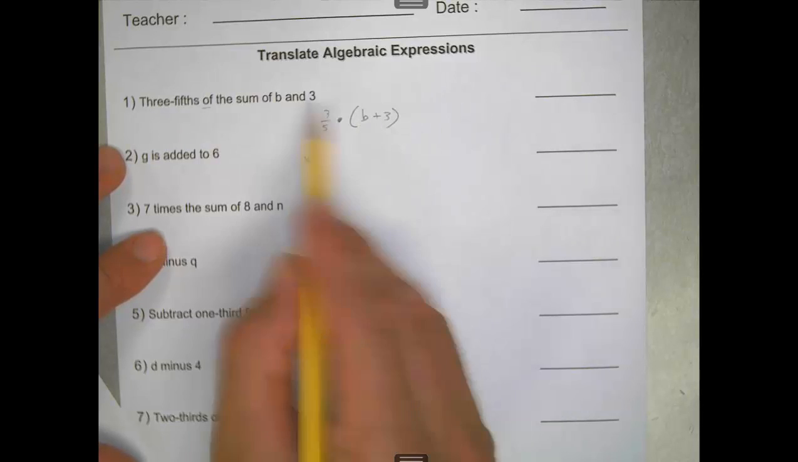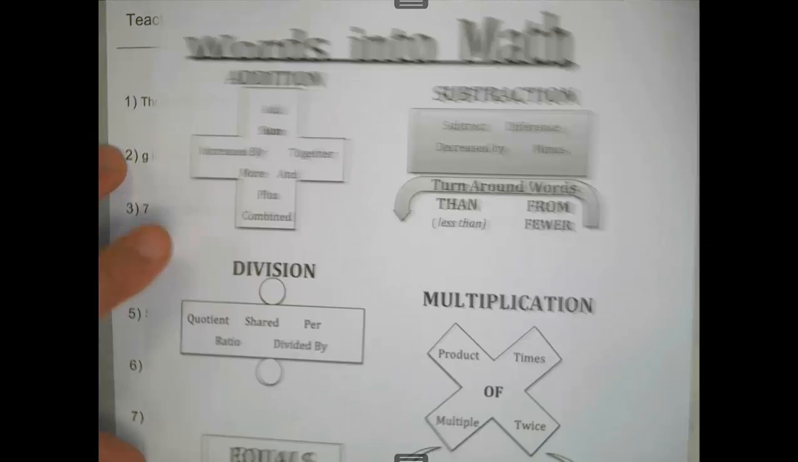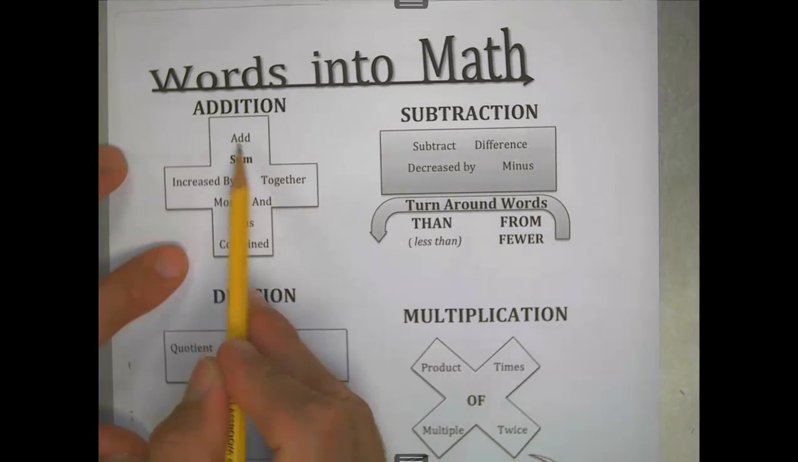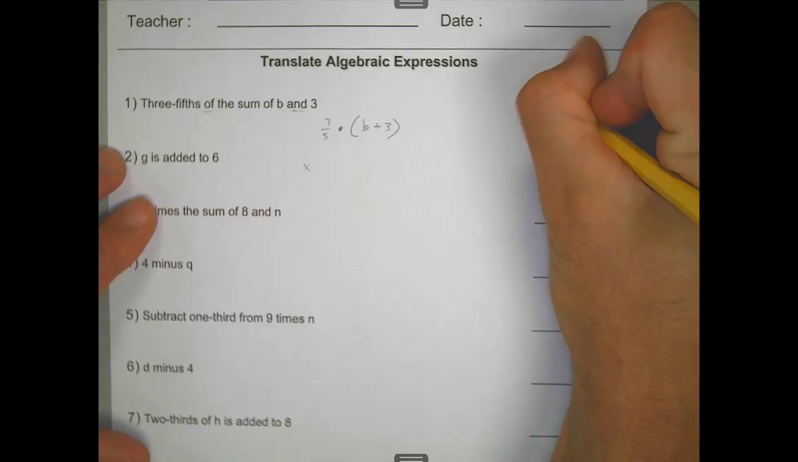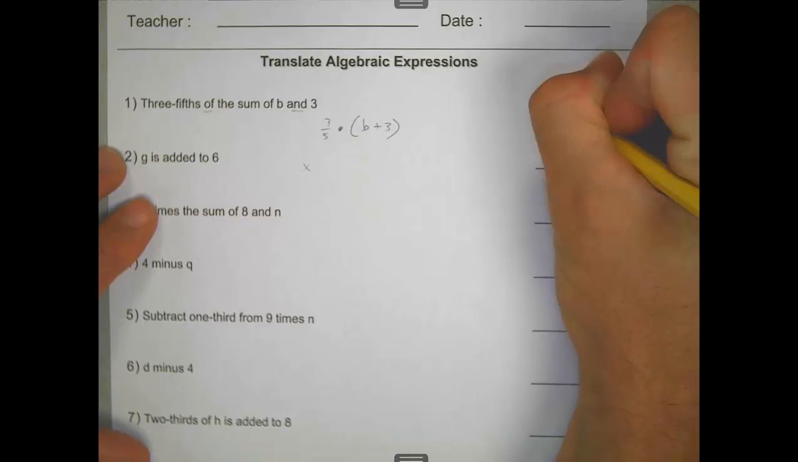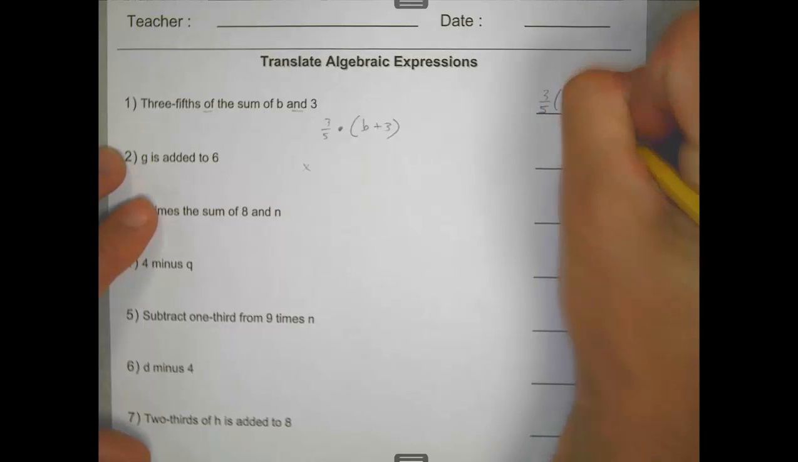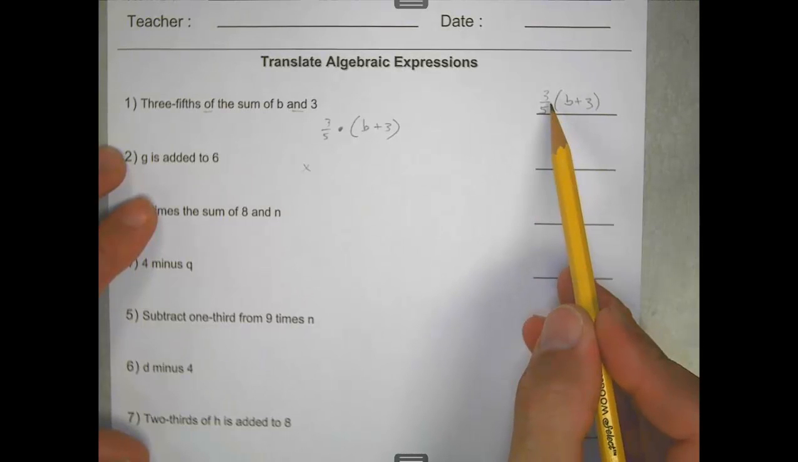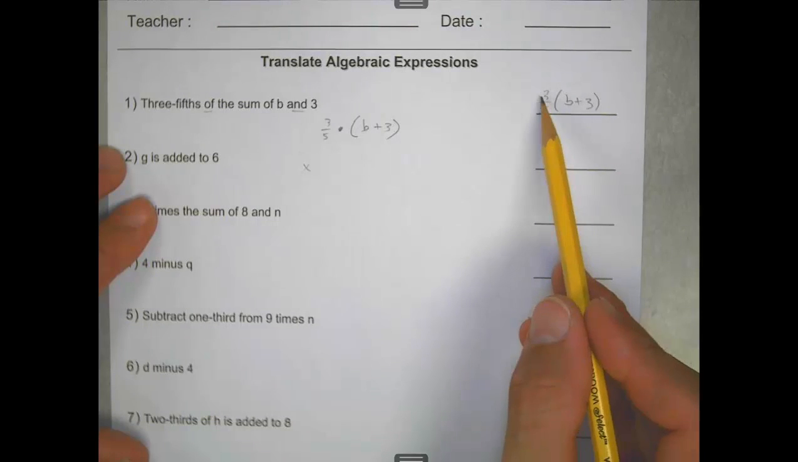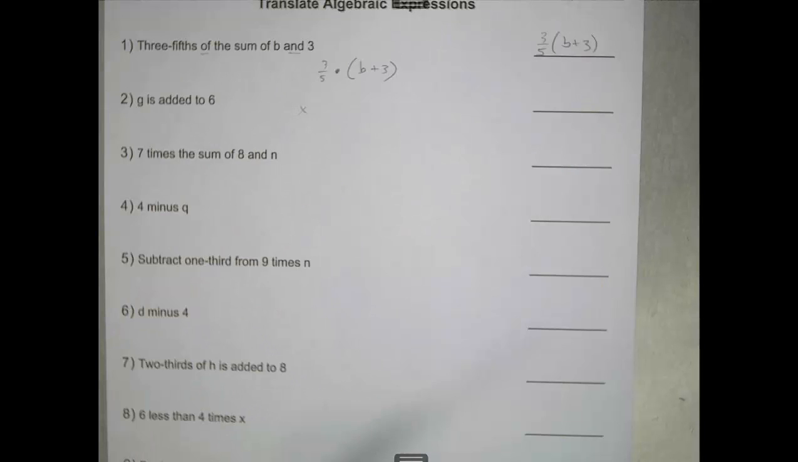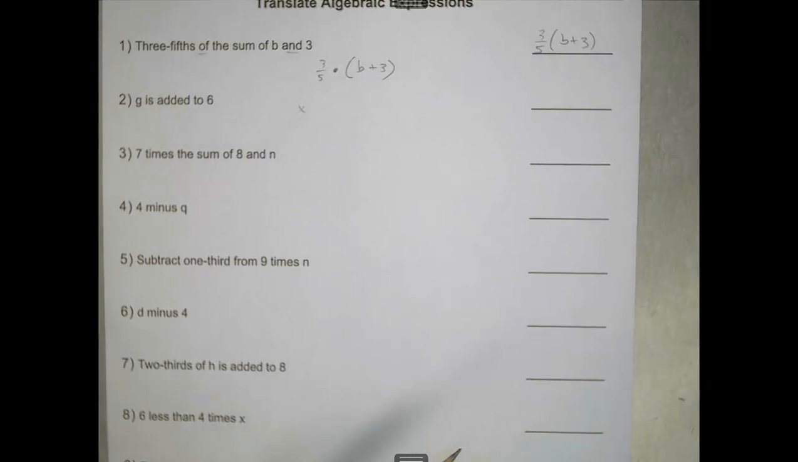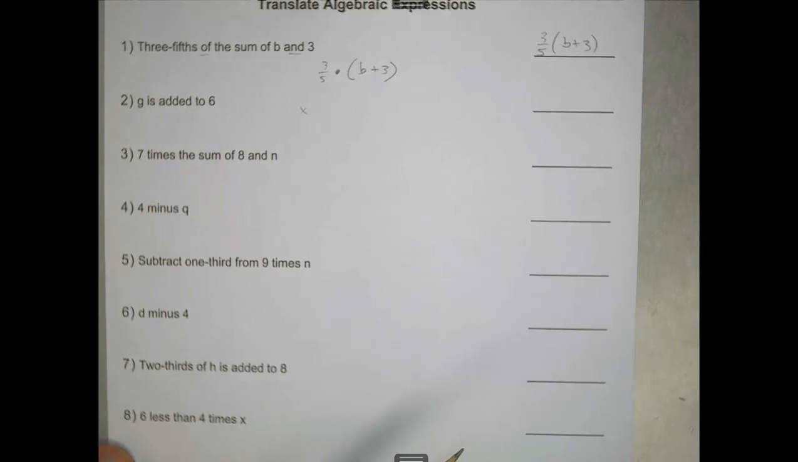Okay. And now the and is our key indicator word for sum or addition. So and means we want addition. All right. So there is our translation into math. We have 3/5 of b plus 3. Now we also don't have to write the multiplication symbol. We can just leave it blank. We know that we're multiplying 3/5 times this sum here of b plus 3. All right. Okay, I'm just going to do a couple more here for you, and then we're going to do a lot of these in class. We're going to have 2 days to work on this, so we'll have plenty of time to get this ironed out and get this practiced.